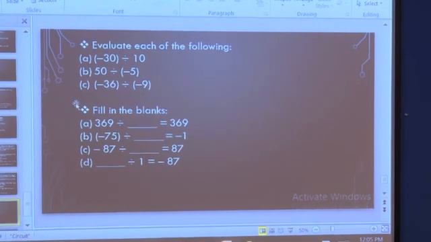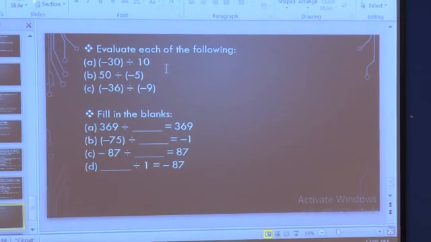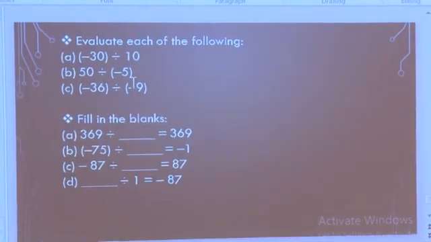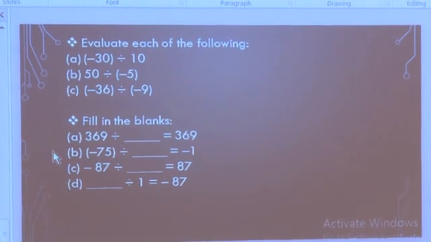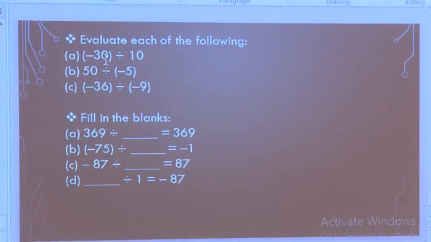Now evaluate each of the following very simple sums. You have to give me the oral answer. Whatever we learned in the previous one or two examples, similarly I have put up some simple sums. Minus 30 divided by 10, what will be the answer? Yes, you are right, it is minus 3, because 10 threes are 30.